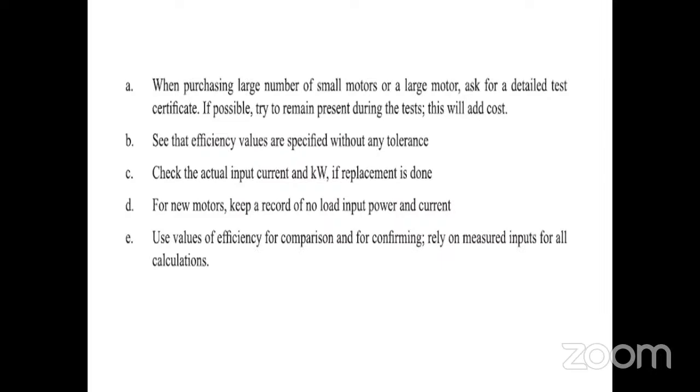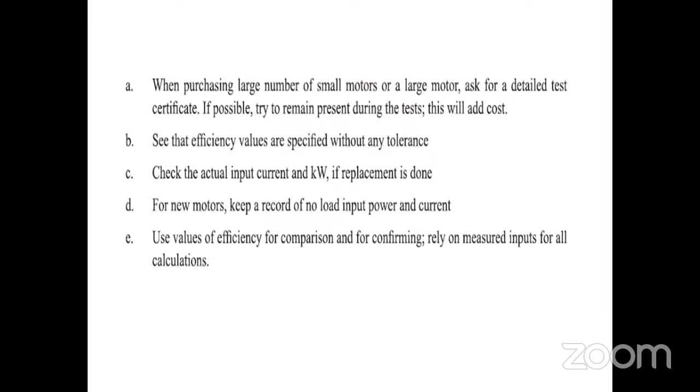Some points we have to keep in mind, sir. When purchasing a large number of small motors or a large motor, as for the detailed test certificate, if possible, try to remain present during these tests. This will add cost. For new projects, we'll be going for inspection in the project wing of TNLB, and we'll be asking the manufacturer to test all these things in front of us.